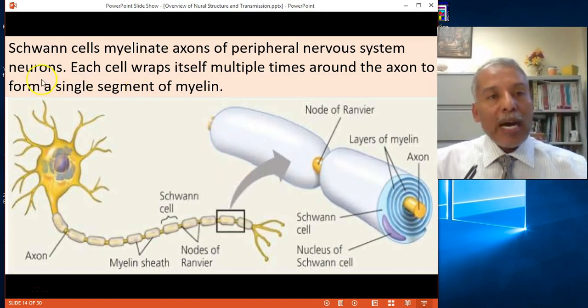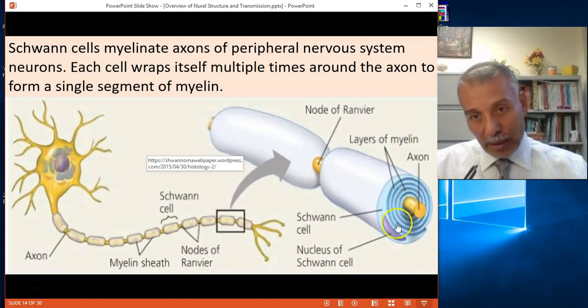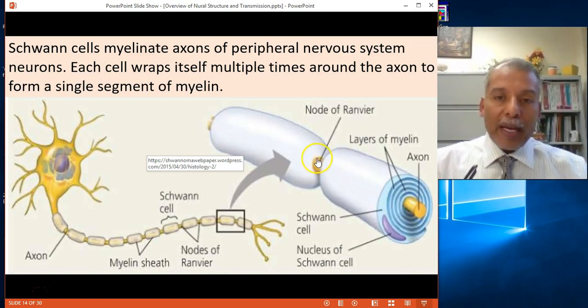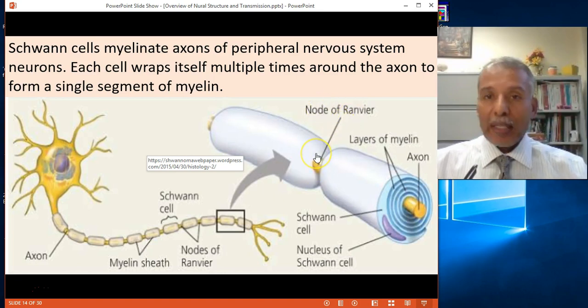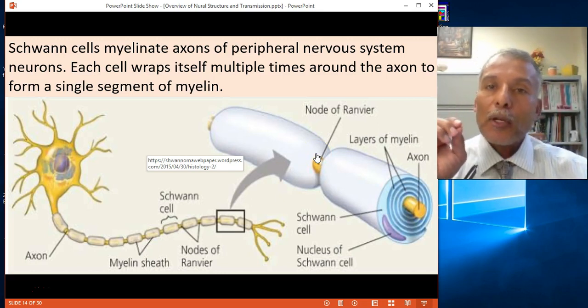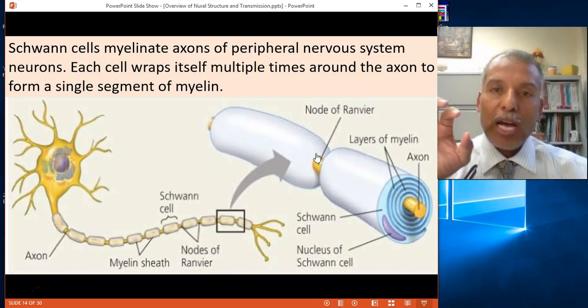So again, you can see now the Schwann cell, how it is basically one single cell that wraps itself around one single segment of the axon, leaving between it and the next segment the node of Ranvier, that bare area that is directly exposed to the extracellular fluid. And it is the only area that has the receptor channels.